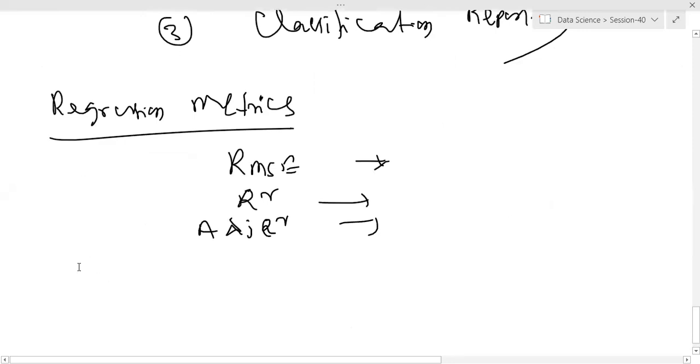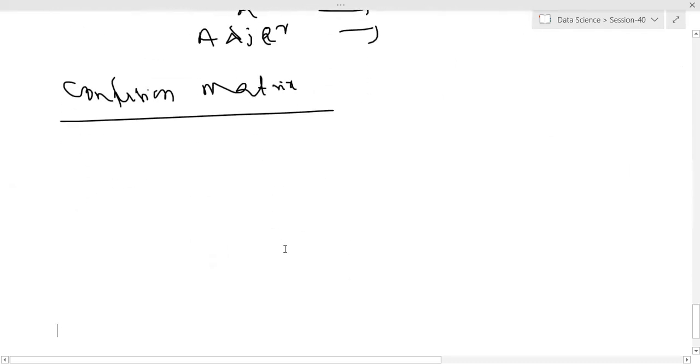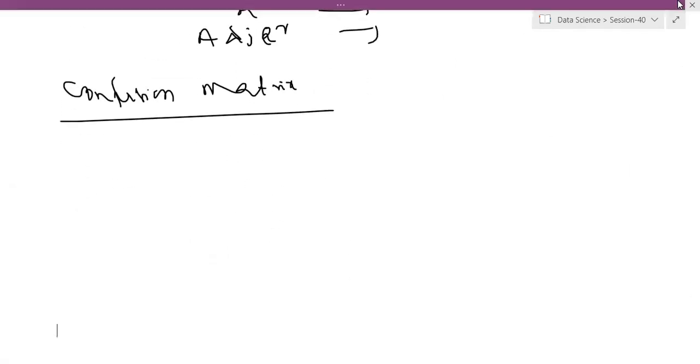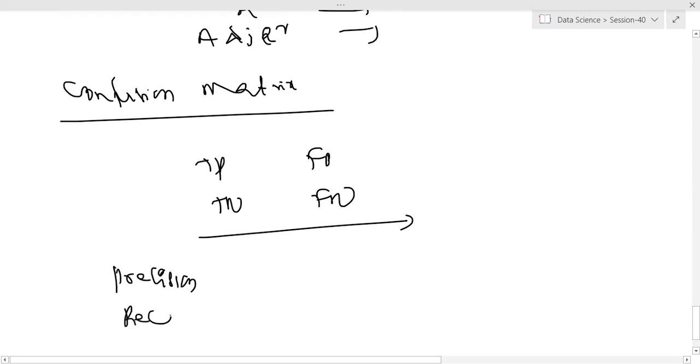So now, if you are referencing the confusion matrix, basically this confusion matrix provides true positives, true negatives, false positives, false negatives. So based on the convention, you can make use of finding out precision, recall, sensitivity, all these kind of things can be observed.